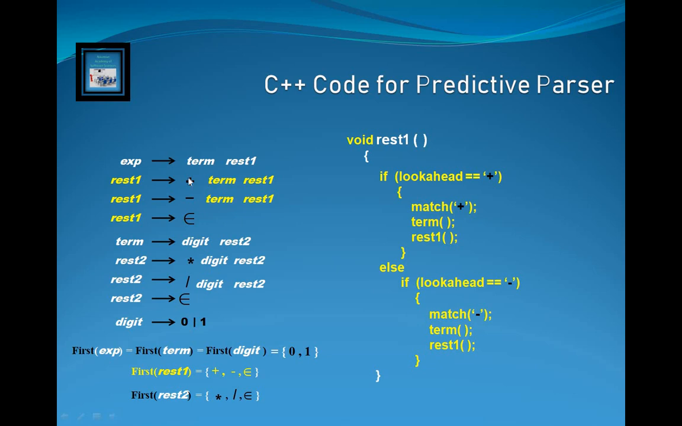According to this strategy, we are going to implement this function in a way that first of all we will see whether we can implement the first production or not.